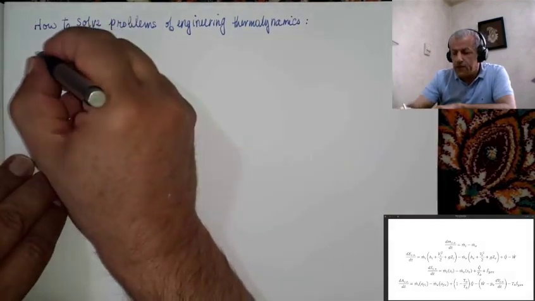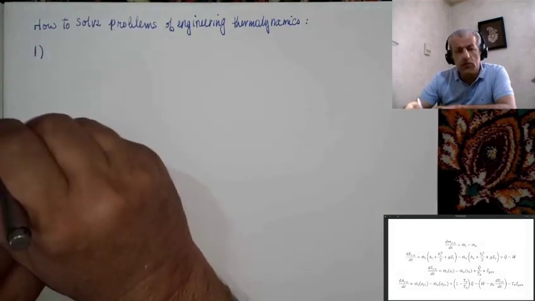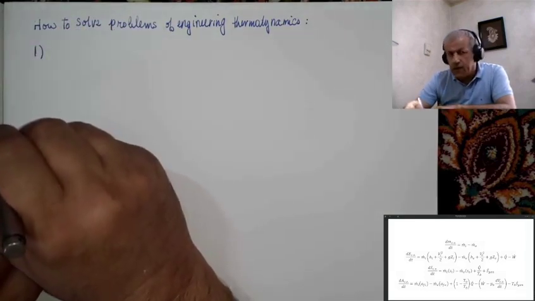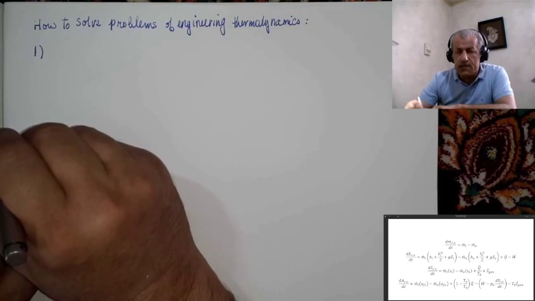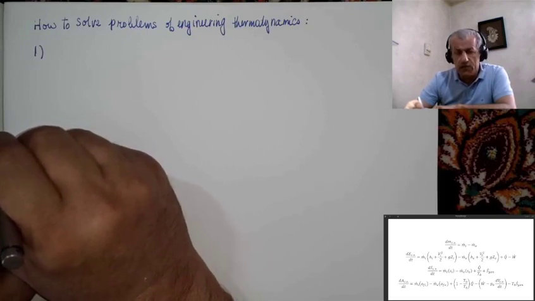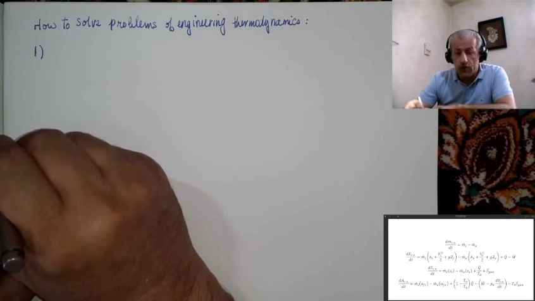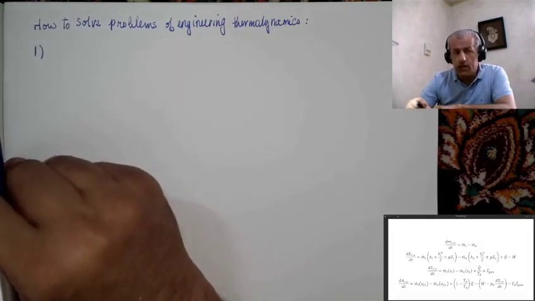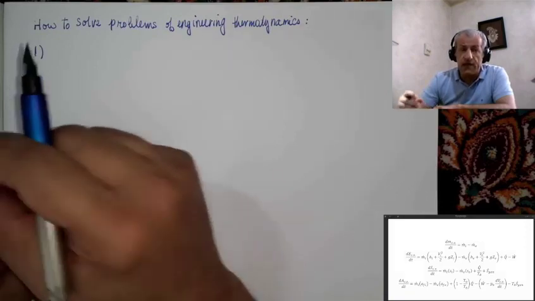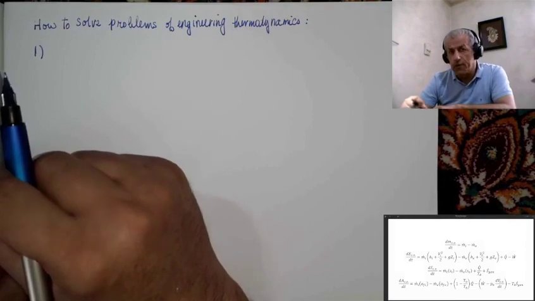And I suggest 5 steps, which help us do that fairly regularly and straightforwardly. I wouldn't say that it's simple. Still, it gives us somewhere to start. In fact, it gives us 5.5 places to start our solution. It gives us a systematic approach to the thermodynamic problem.